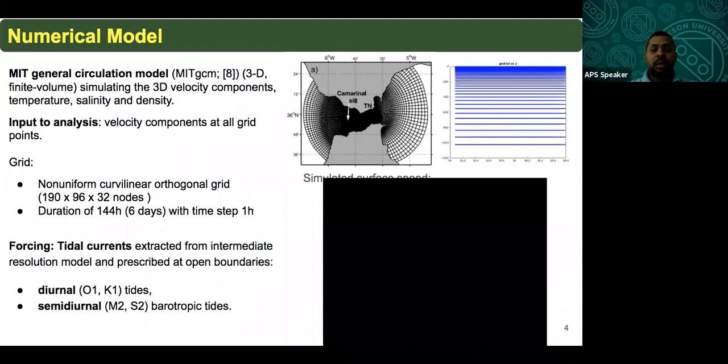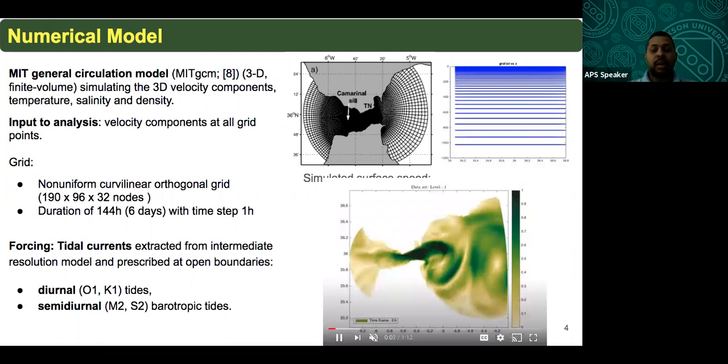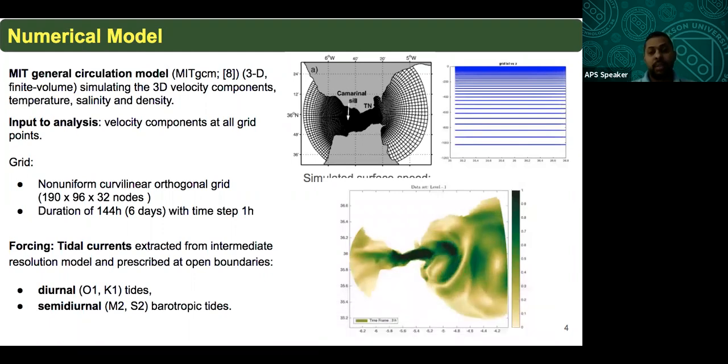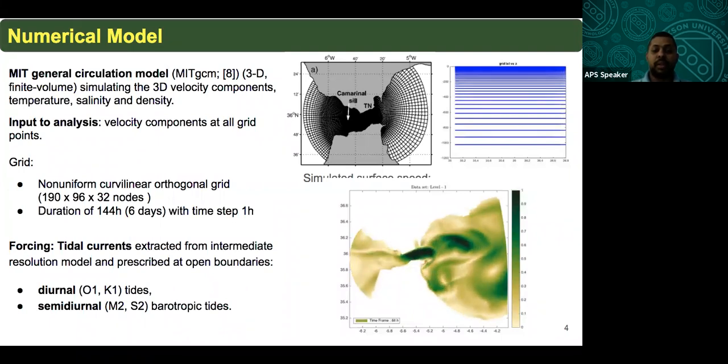So let's talk about the simulated data. These are the input data for our algorithm. The data was simulated by the MIT general circulation model, a 3D finite volume model. In the DMD calculation, we only use the velocity component. In that numerical model, they use the tidal forcing: diurnal O1, K1 and semi-diurnal M2, S2.